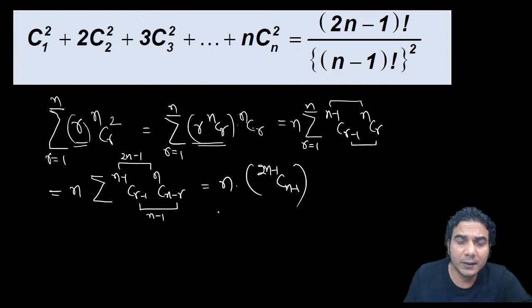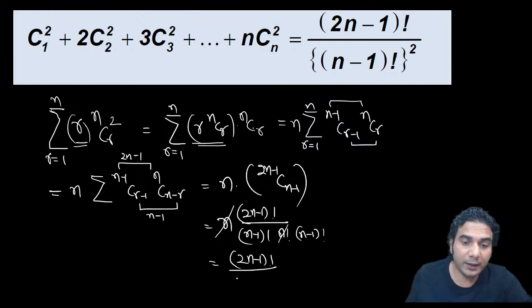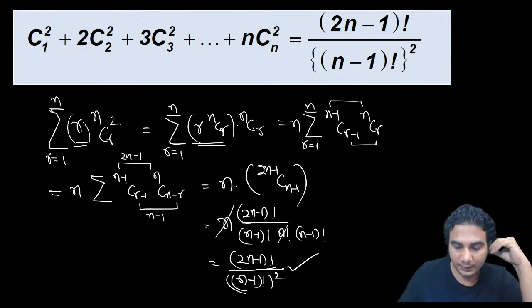But it is given in expanded form, so put the value of NCR. So there's 2n minus 1 factorial divided by n minus 1 factorial into 2n minus n minus 1, which is basically n factorial. So if we cancel this n, it is going to be n minus 1 factorial. So you can write your answer in this form: 2n minus 1 factorial divided by n minus 1 factorial, the whole square. So that is your answer. I hope it is clear.